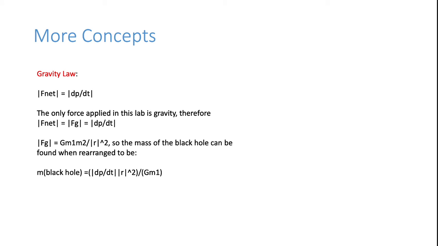The gravity law. Since the absolute value of F net is the absolute value of dp/dt, and the only force applied in this lab is gravity, therefore the absolute value of F net is the absolute value of the force of gravity. And that can be defined as big G m1 times m2 over the absolute value of the distance, well, it's just the distance squared. So the mass of the black hole can be found when rearranged to be equal to absolute value of dp/dt times absolute value of position squared over big G times m1.